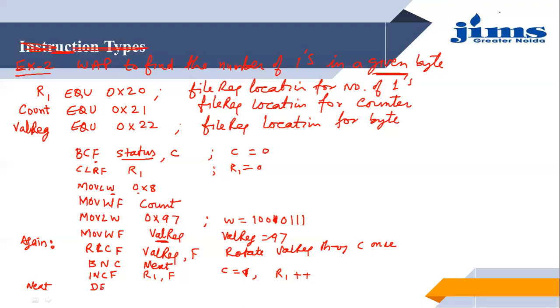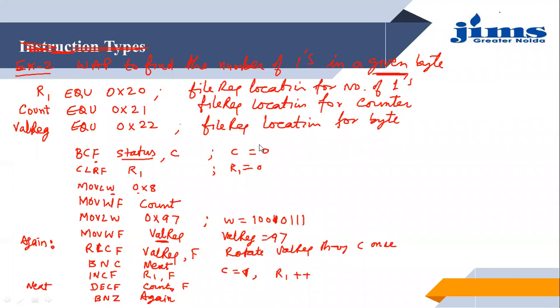You can write decrement the count, decrement the file which is named by count. And you can continuously repeat this until the count value is equal to 0. So I can write branch if not 0, go back to again. So this way, this is the second program that we have seen.